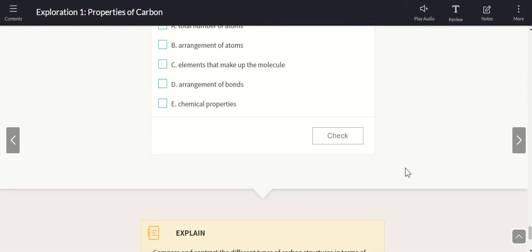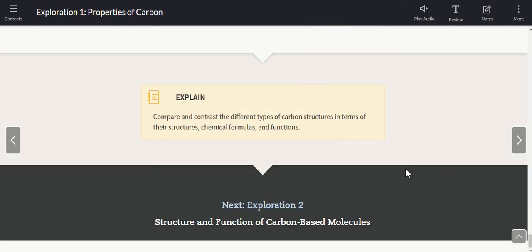All right. Okay. So that's it for this particular exploration. We'll check in next time when we want to talk about the structure and the function of these 4 different types of carbon-based molecules.